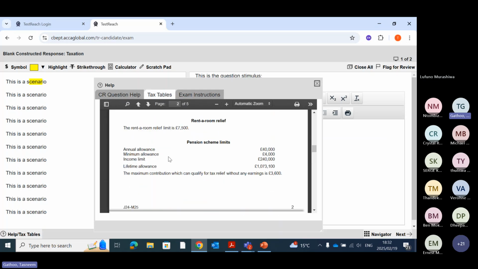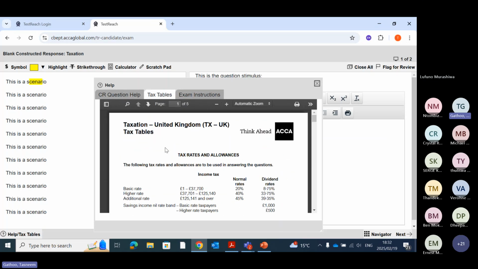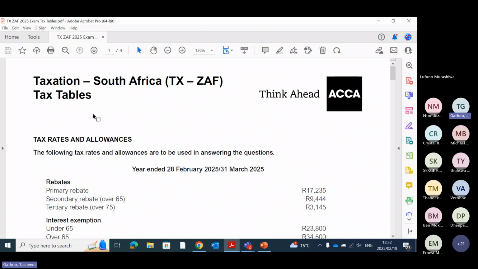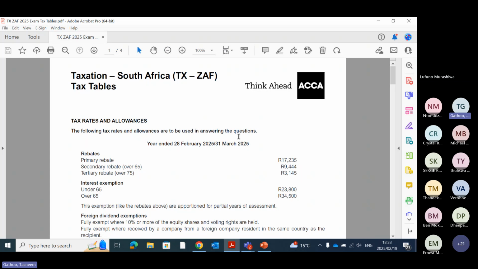This is the most important thing that I want to draw your attention to here. This is the tax tables that you will have access to in your exam. I know this says Taxation UK, but you will obviously have access to the South African tax tables. I just want to also show you what is in the tax tables for South Africa. This is uploaded onto Moodle as well. These are the tax tables that you will have available for the next session.